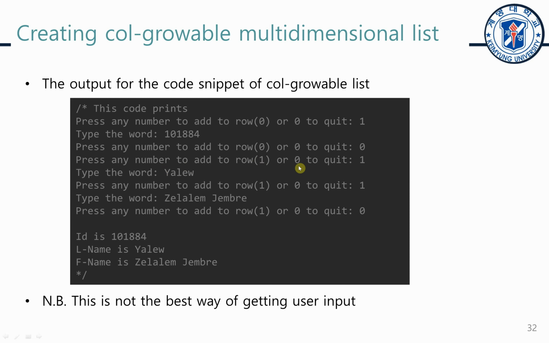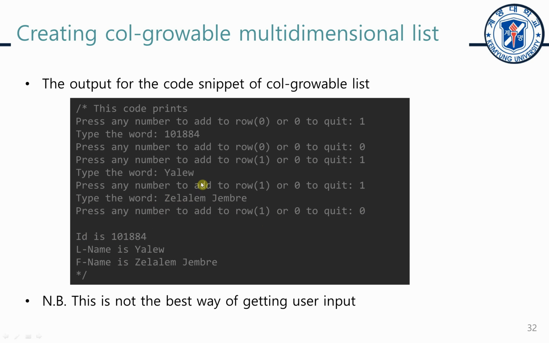However, now it says press any number to add to row 1 or 0 to quit. It can be any number, but I press 1. It says type any word. I type yellow, and then it says press any number to add to row 1 again. Now I want to add more to row 1, so I press 1, and then it says type the word, and I type Zalalem Jambre. Then it will ask me to add to row 1 again, but I don't want to add more to row 1, so I quit, and then I can interpret the value as follows.